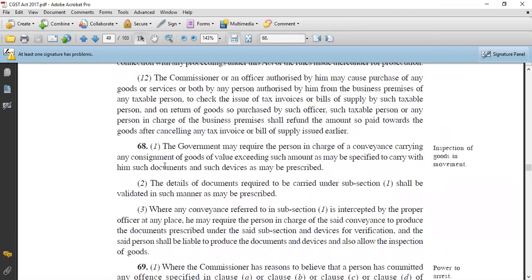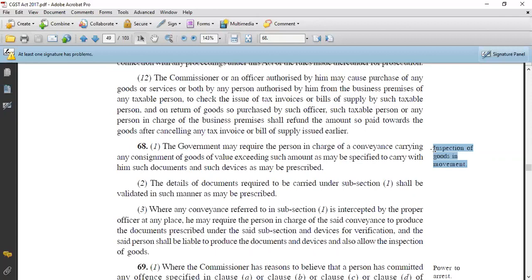It's only one section, section 68. I hope you can see this screen. And what is the heading of this section 68? Inspection of goods in movement. So you must know from where these e-way bills come. What is the need of these e-way bills, or under which section do they derive their powers?